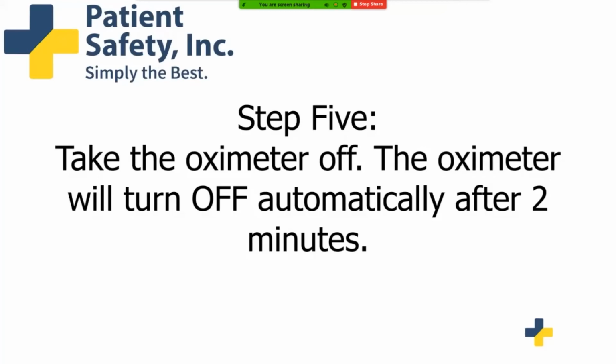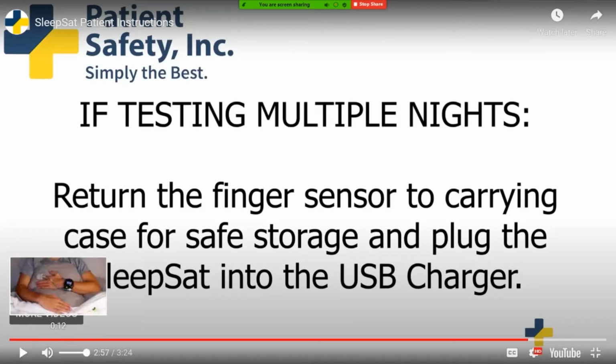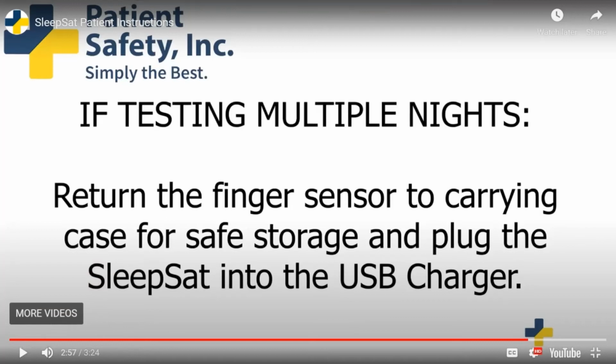Step 5. In the morning, take the oximeter off. The oximeter will turn off automatically after 2 minutes. If testing multiple... Just to give a little bit more detail on that point, have them take off both the finger sensor and the SleepSat at the same time and let it turn itself off. Once it turns off after 2 minutes, they can then charge the device if they're recording multiple nights, or just return it to its case to bring it back to you.